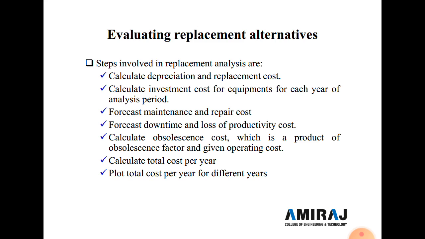Now the next topic is evaluating replacement alternatives. These are the steps involved in a replacement analysis. First, calculate the depreciation and replacement cost. Then calculate the investment cost of the equipment for each year of the analysis period. Then forecast the maintenance and repair cost, forecast downtime and loss of productivity cost, and calculate the obsolescence cost, which is the product of the obsolescence factor and the given operating cost. Calculate the total cost of the year, and plot the total cost per year for different years. So these are the steps for evaluating replacement alternatives.